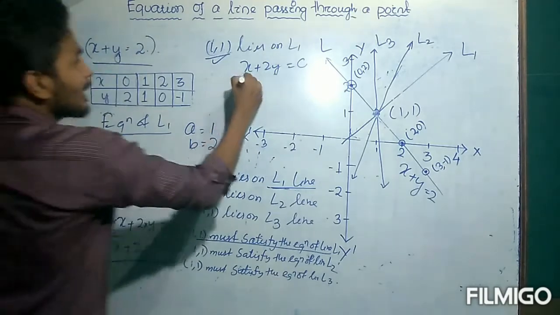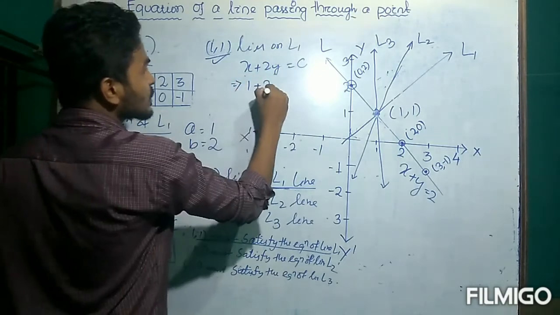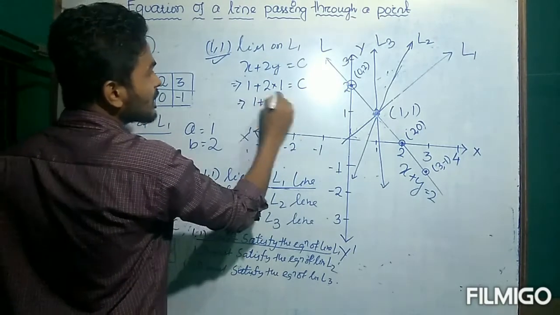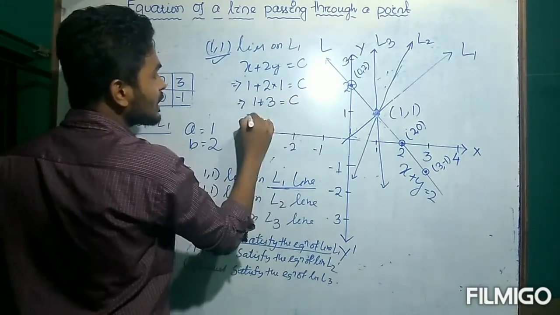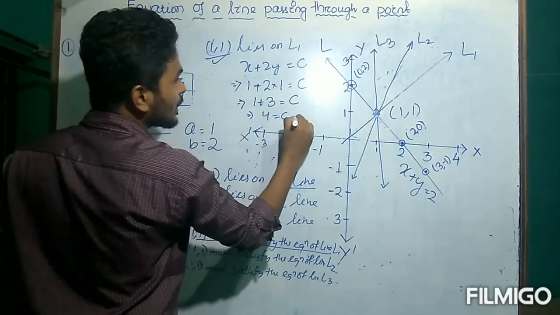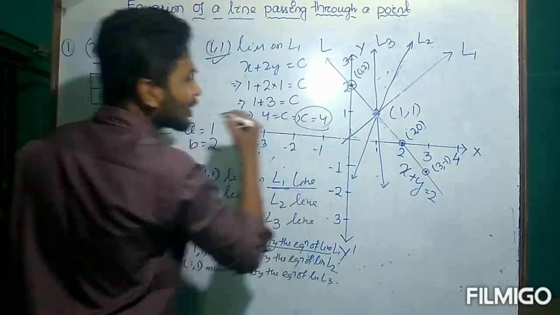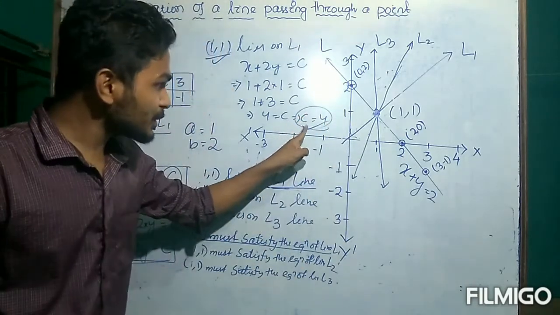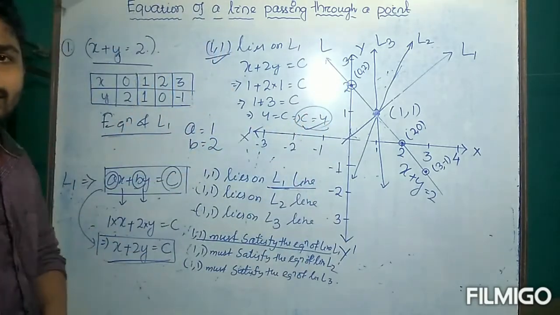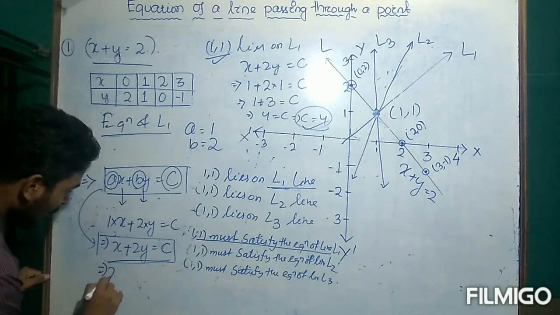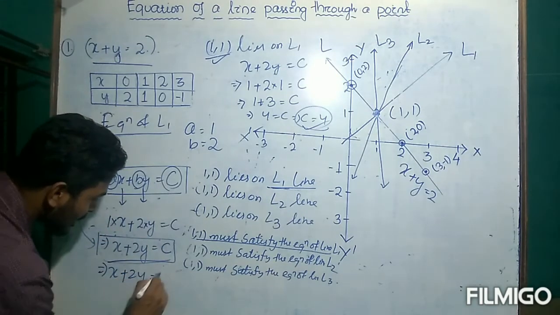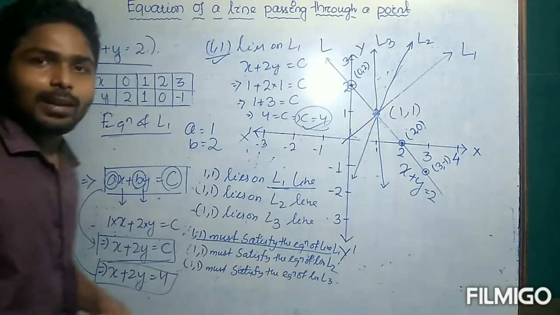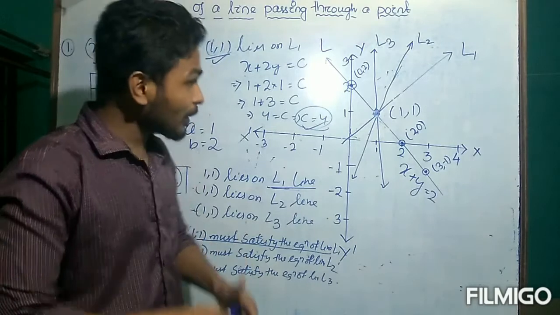So you get 1 plus 2 into 1 is equal to c. So 1 plus 2 is equal to c, so you get c is equal to 3. Understood? Finally we find the value of c. Now you can substitute this value in the original equation. The equation will now become x plus 2y is equal to 3. Now this is the equation for the line L1. Understood? How can you find it?